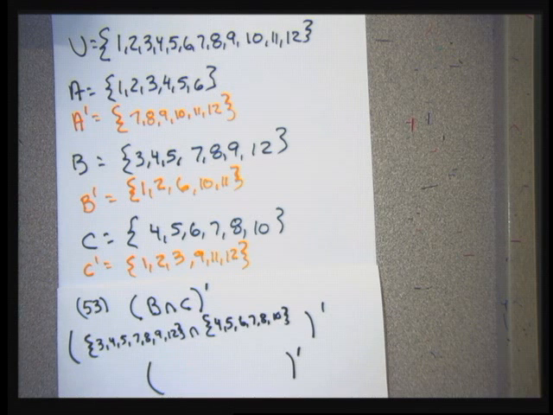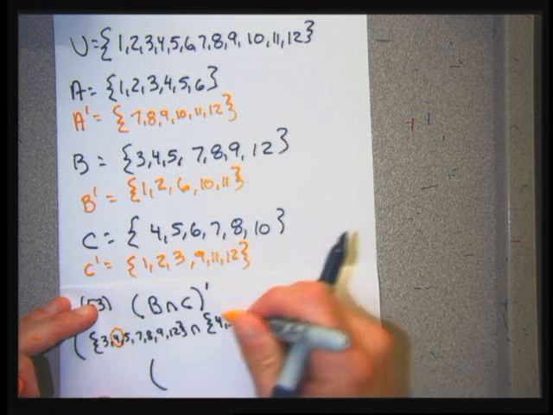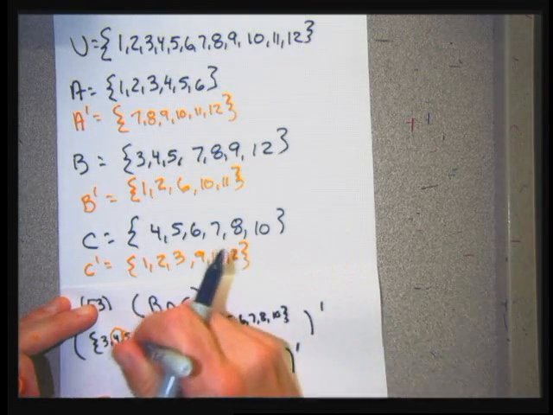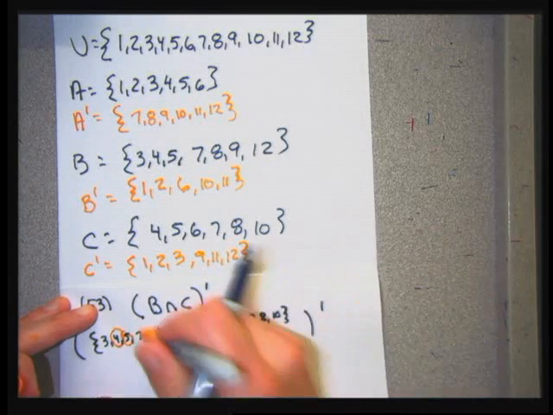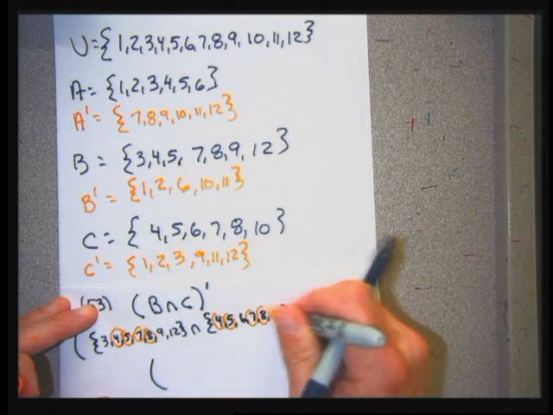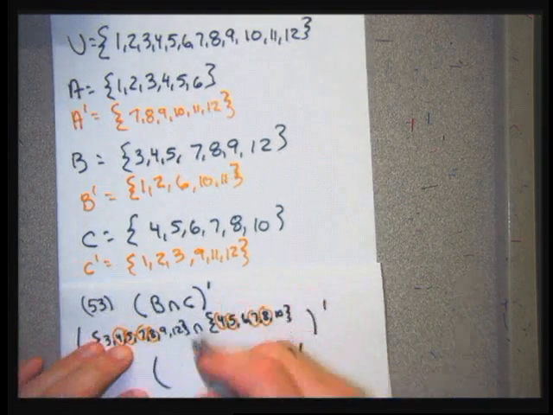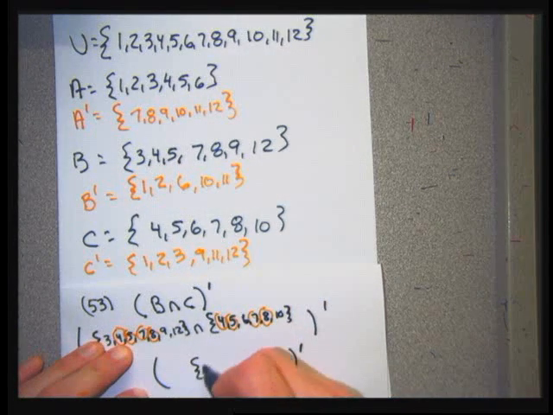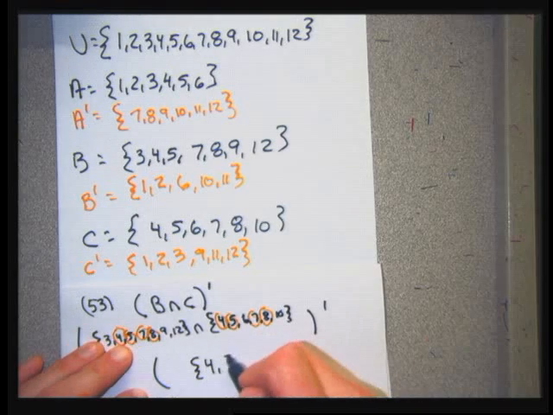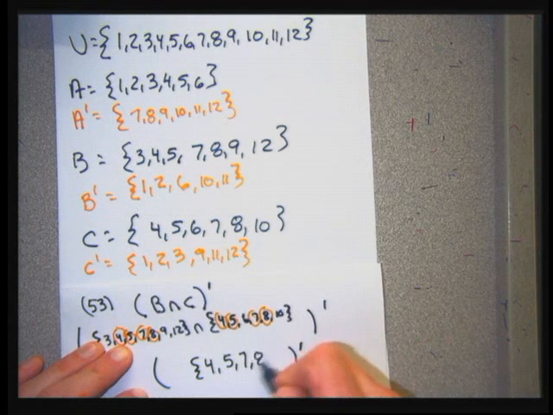So the intersection of the B and the C set are what the B and the C set have in common. They both have 4, they both have 5, they both have 7, and they both have 8. So the parentheses part of 53 asks me to find the intersection of B and C. The intersection of B and C would be the set that contains the elements 4, 5, 7, and 8.